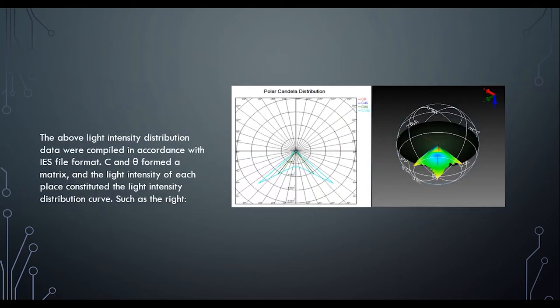The above light intensity distribution data were compiled in accordance with the IES file format. The matrix and the light intensity of each point constitute the light intensity distribution curve, as in the right figure. This is the right figure, including the IES.